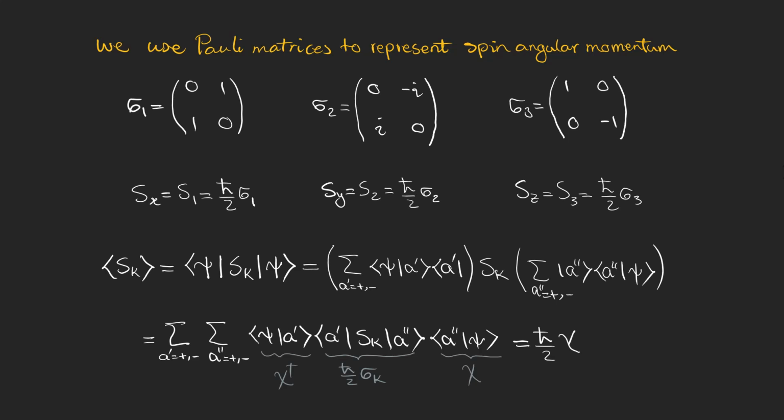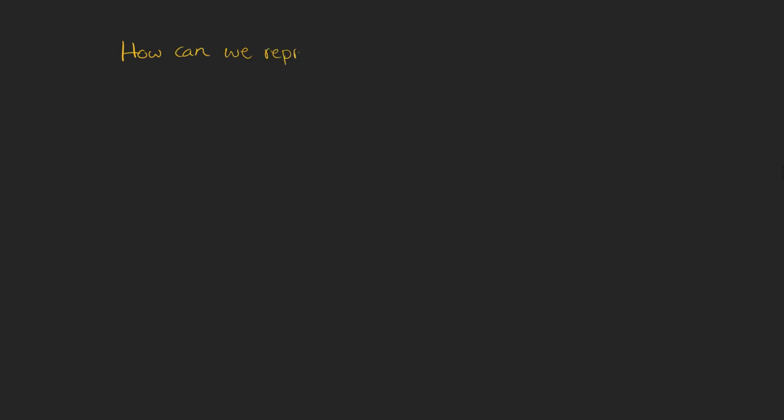So we can write the expectation value of each of the components of the spin angular momentum as a multiplication of h bar half, chi dagger, the corresponding Pauli matrix, and chi. Now we wonder how we can represent a rotation in terms of Pauli matrices and these spinors.